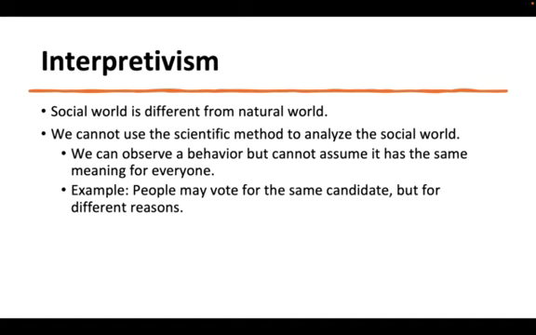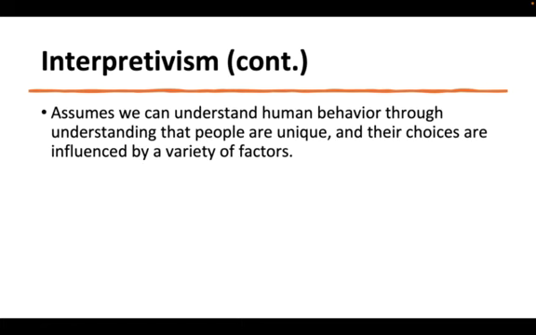So an interpretivist can say, well, we can study people's behavior, but we cannot be quite as systematic about it as we would like to be. In other words, the uniqueness of people is what's critical here. Interpretivists assume we can understand human behavior, but we know that people are unique, so that their choices are influenced by a variety of factors.